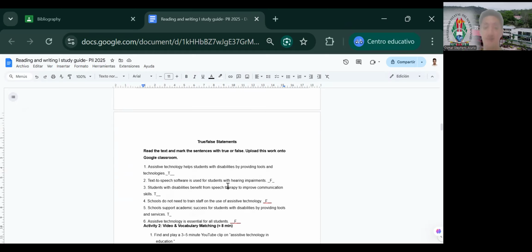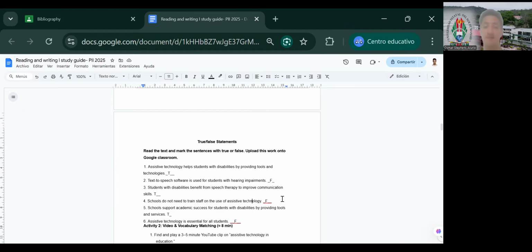Number three, students with disabilities benefit from speech therapy to improve communication skills. That is true. Number four, schools do not need to train staff on the use of assistive technology. That is false because schools should train all the staff in order to use it properly.